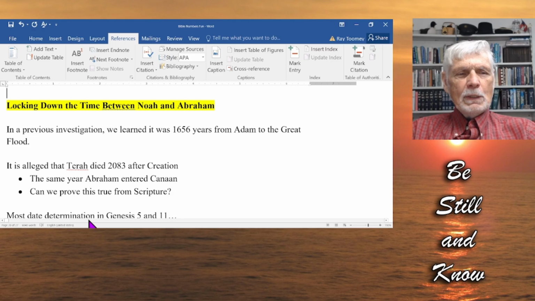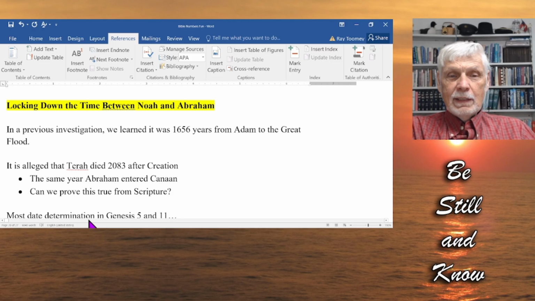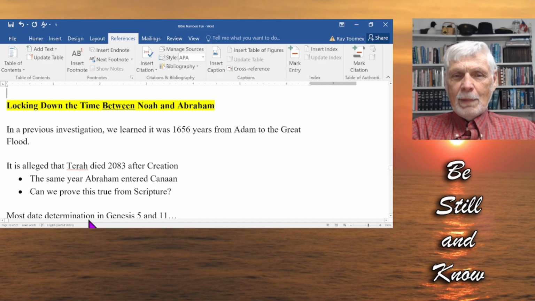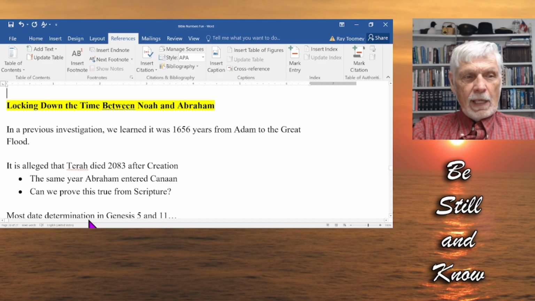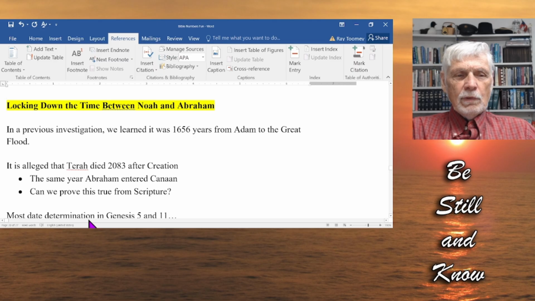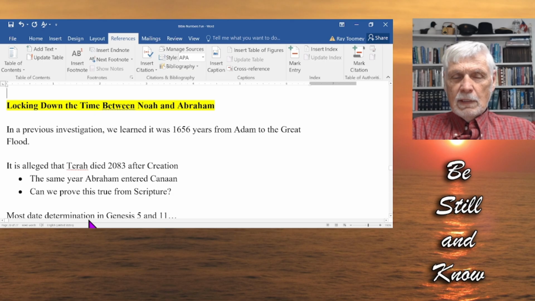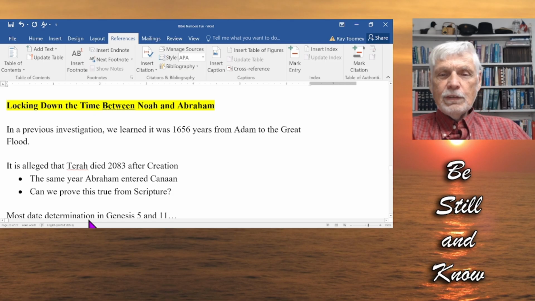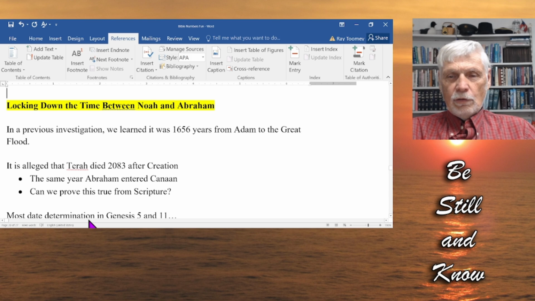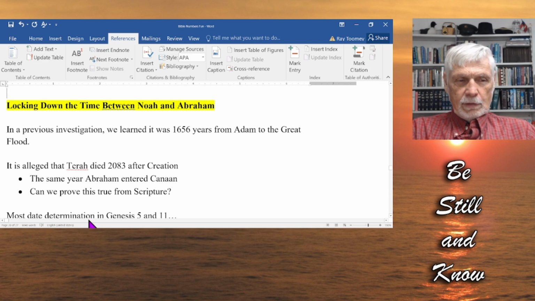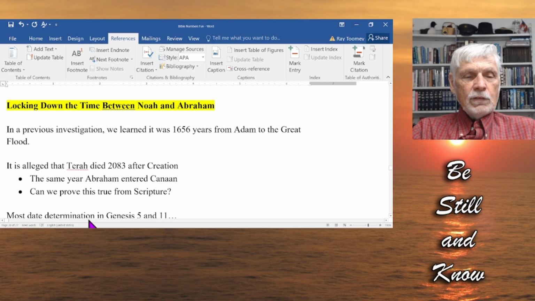Today we're going to be locking down the time period between the great flood of Noah's time and Abraham going into the land of Canaan. In a previous lesson we went through this investigation and learned that the flood came 1,656 years after the creation of Adam. And it's alleged from different people's notes that Terah died in 2083. That's 2083 years after the creation.